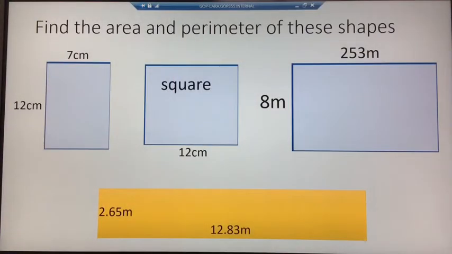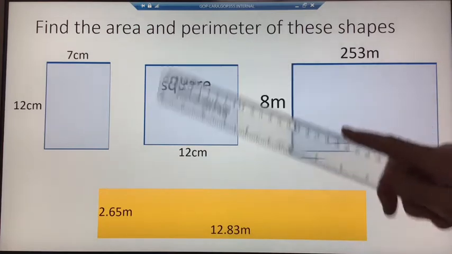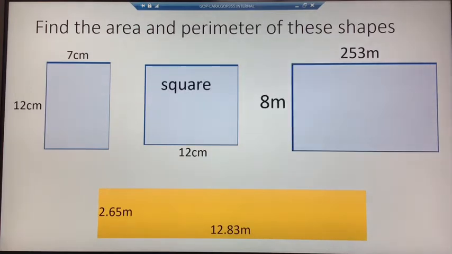Now stop the video and have a go at finding both the area and the perimeter of these shapes. And remember, the shape in the middle is a square, so you only need to know the length of one of the sides.